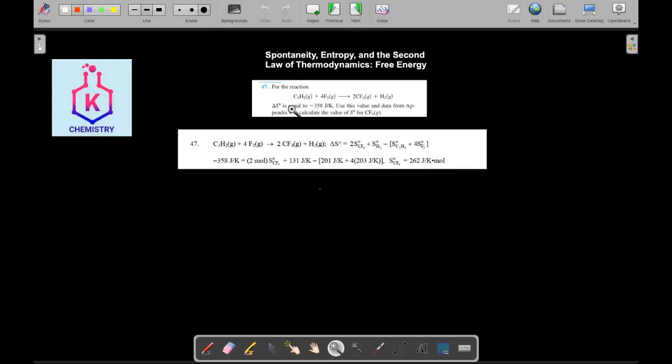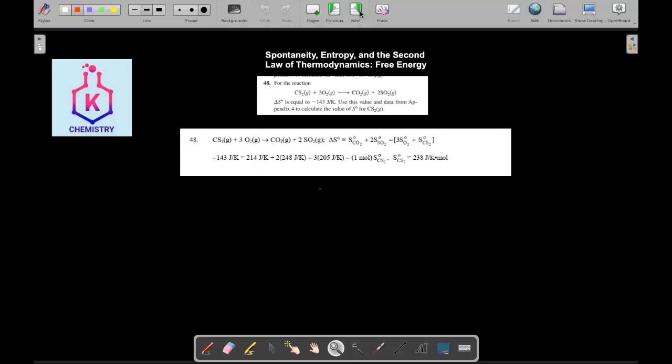For the reaction C2H2 plus 4F2 give us 2CF4 plus H2, I have changed 1 mole of gas and 4 moles of gas into 2 moles of gas and 1 mole of gas, so 5 into 3. So delta S is equal to minus 358. Use this value and data from the appendix to calculate the value of delta S for the CF4. We'll use the same equation to find the value of S for one of the molecules. Products minus reactants.